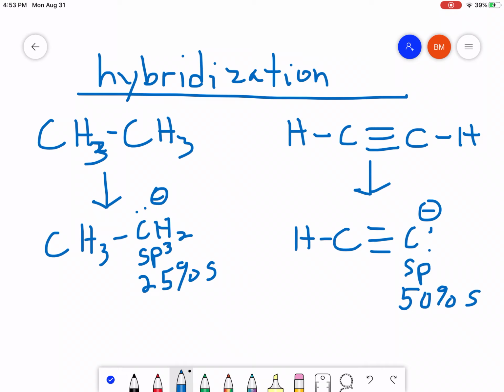All right? And we already said that S orbitals are closer to the nucleus than p orbitals are, right? So we can also infer that hybrid orbitals with higher S character are closer to the nucleus than hybrid orbitals of less S character. So sp orbitals are closer to the nucleus than sp3. Why is that important? Well, you have electrons in these hybrid orbitals.